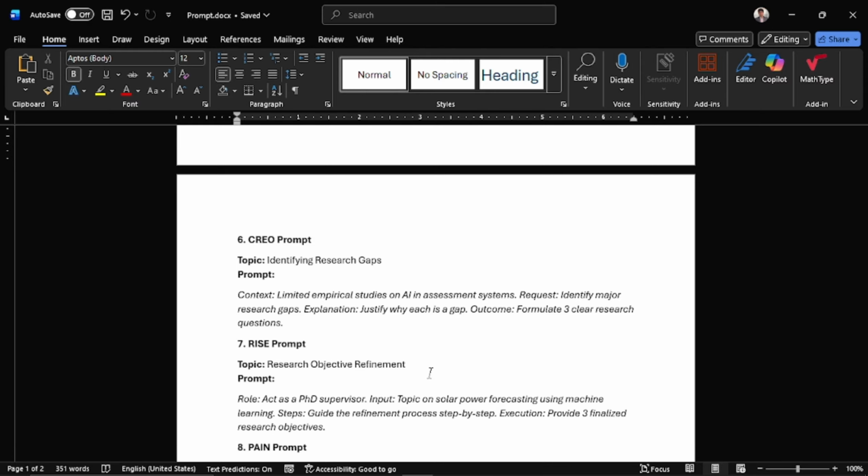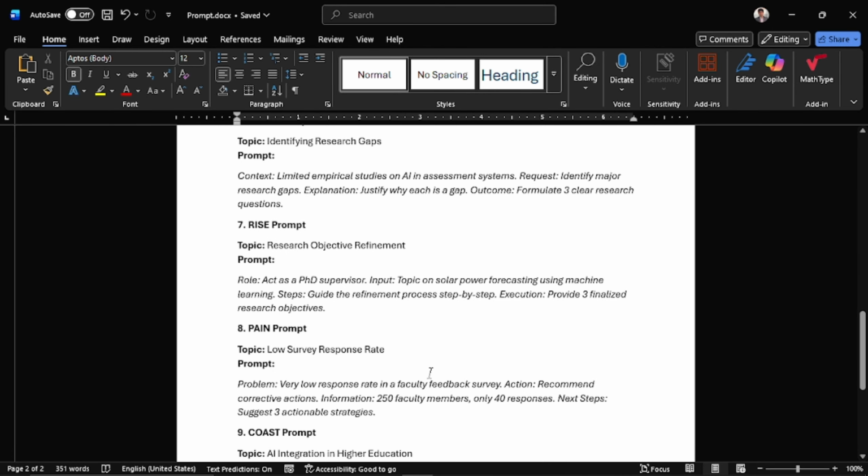The next one is the PAIN prompt. Pain in the sense, not the real pain. Here we have taken a low survey response rate. P is the problem: very low response rate in the faculty feedback survey. That is actually the problem. Here you need action: recommend corrective actions. So how can I improve the faculty feedback survey? I stands for the information: that is 250 faculty members and only 40 responses. The next step: suggest three actionable strategies.